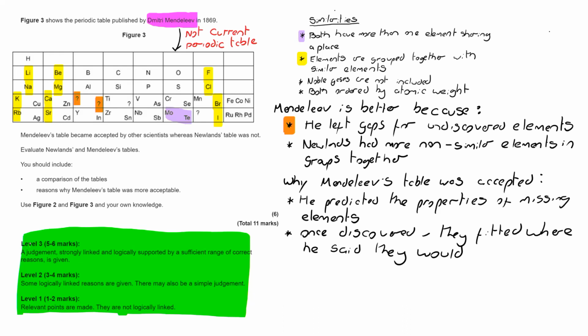So, in terms of going back to the green box here, the judgment here is that Mendeleev's table is better. And if you have explained why it's better, that takes you into level 3. If you have taken some of these ideas and linked them together, but not come up with a strong judgment, or justified your judgment, you move into level 2. And if you've picked out some of the points, like they are sharing or we've got similar elements together, it takes you into level 1, but it doesn't really take you much further.